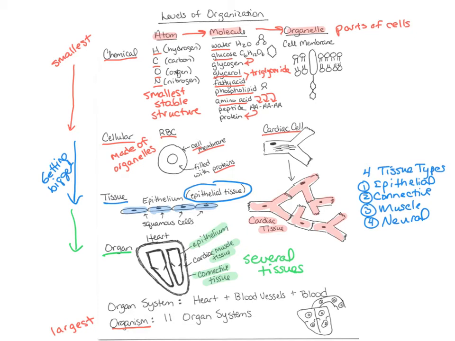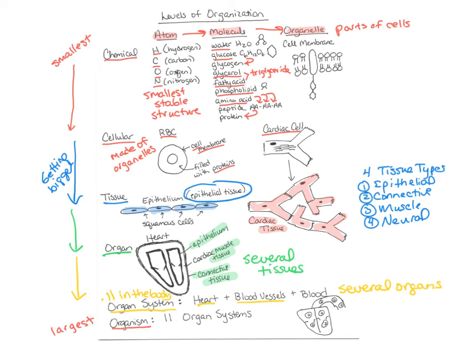The next level of organization are organ systems. An organ system contains several organs. So in the cardiovascular system, it includes the heart, blood vessels, and blood. So there are several different organs within this organ system. The heart is an organ, and blood vessels are an organ, and blood is another component of the cardiovascular system. There are 11 different organ systems in your body that we're going to go over.